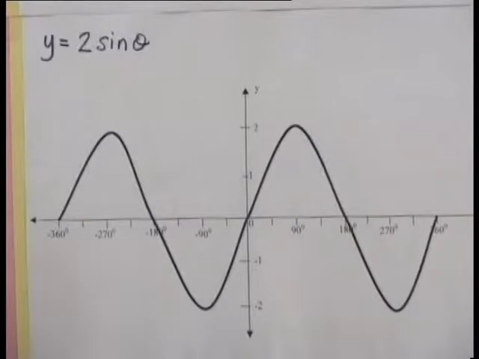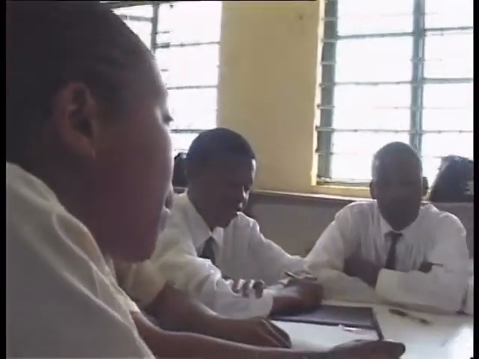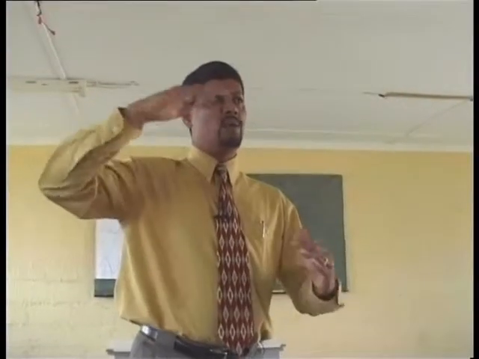90 degrees and 2. Did all the turning points change? All the turning points change. How far? What is the range of those turning points? The range is negative 2 and positive 2.